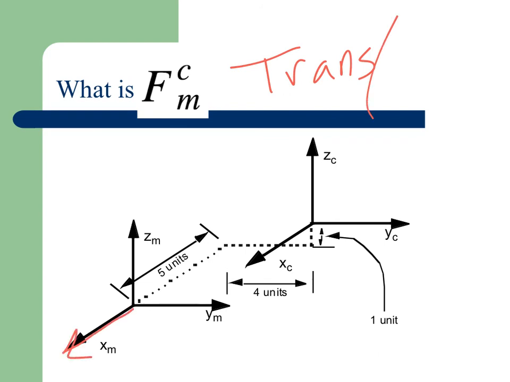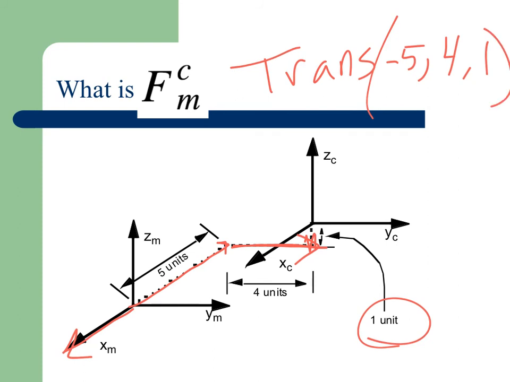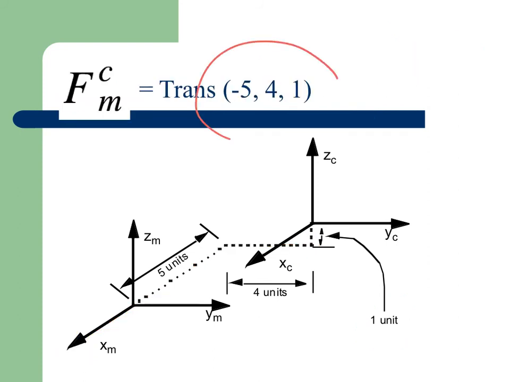So here's my XM axis, and I need to move -5 units along that, right? So I'm going to move -5 units, so that's trans -5. My y-axis is the right-left, so that's this next guy. So that's 4 units in the positive y direction, and z is, how much is that? 1 unit in the positive z direction. So here's the slide with the answer on it.